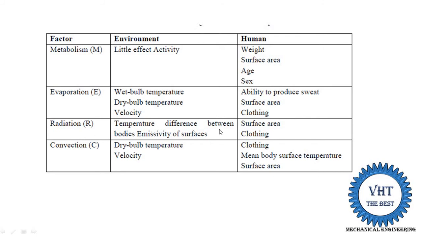Radiation depends upon the difference between the body emissivity and the surface. It depends upon the surface area of the human body and the clothing. Surface area depends upon the height and width of the person. Convection depends on the dry bulb temperature and velocity. Convection is done due to the velocity of the air, so it only depends on the dry bulb temperature and the velocity of the wind. It also depends on human clothing, if we wear thin cloth, cotton clothes, or silk, and on the main body surface temperature and the surface area of the person.